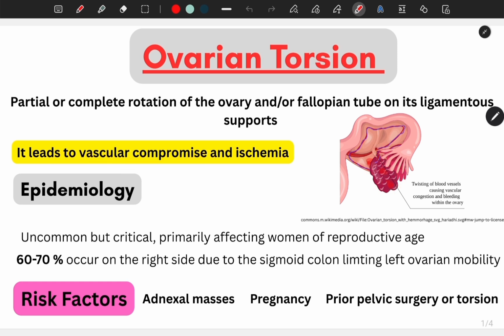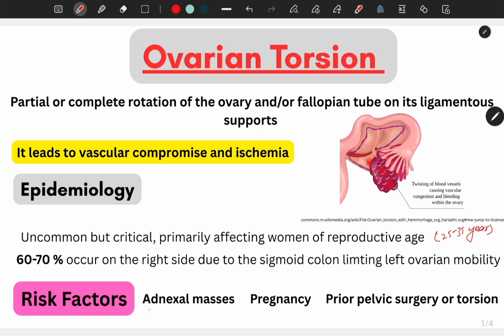Before we go into further details, we will shortly discuss the epidemiology. This condition is uncommon but critical. It can affect women of all ages, but primarily reproductive-aged women are affected, between 25 to 35 years. 60 to 70% of cases occur on the right side due to the sigmoid colon limiting left ovarian mobility. In other words, the sigmoid colon on the left side of the abdomen plays a protective role and doesn't allow the left ovary to rotate easily.